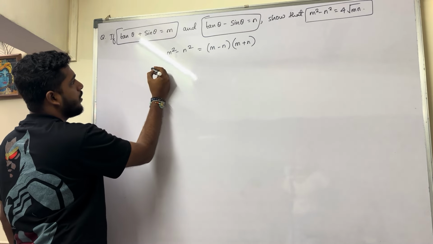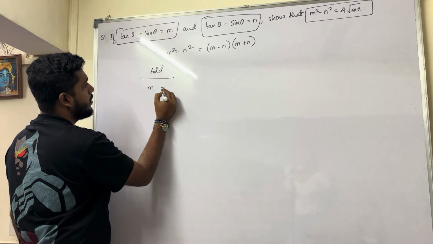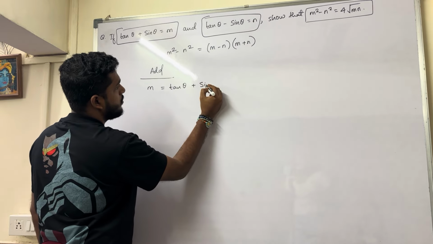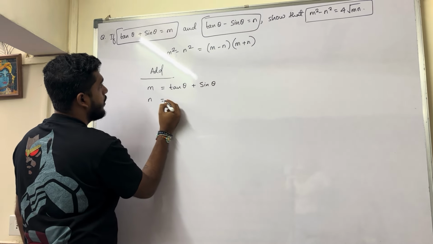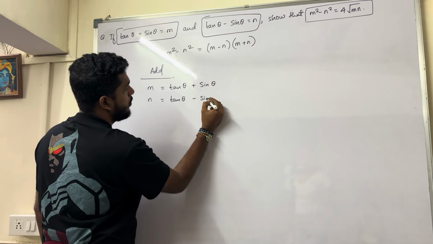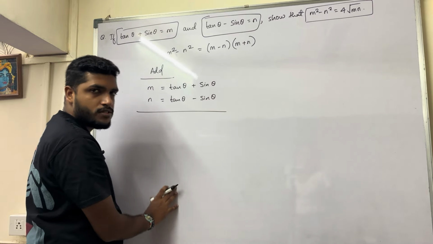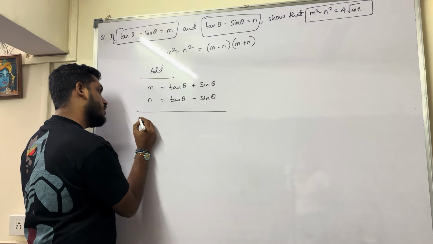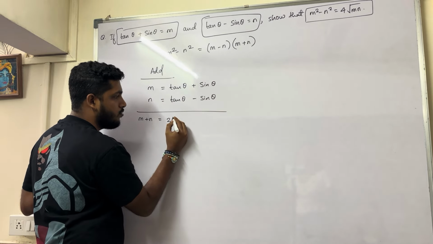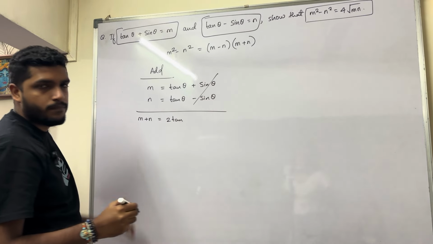So the same thing I'll do here. So first I'll add. So while adding, m is equal to tan theta plus sin theta, n is equal to tan theta minus sin theta. So this is a linear equation kind of stuff. So if you add these two equations, it will be m plus n, which is equal to tan theta plus tan theta, which is 2 tan theta, and plus sin theta and minus sin theta will get cancelled.